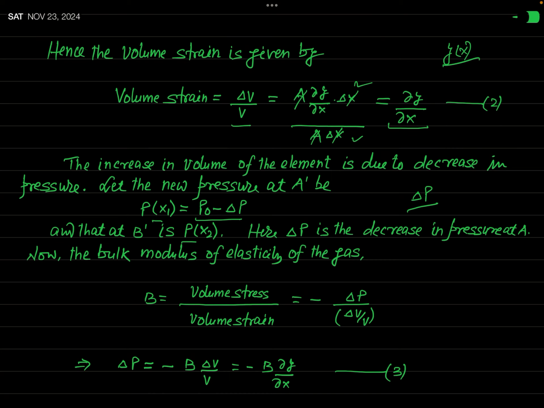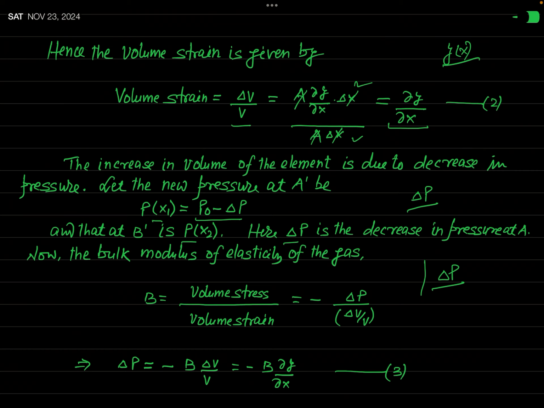Now delta P, as I have told you, is the decrease in pressure at A, and the decrease or increase in pressure is the measure of bulk stress. I hope you have a concrete knowledge of elasticity because it is studied in your lower classes. So if delta P represents the change in pressure, this change in pressure is simply the measure of bulk stress. And that's why we can now define the bulk modulus of elasticity of this gas.